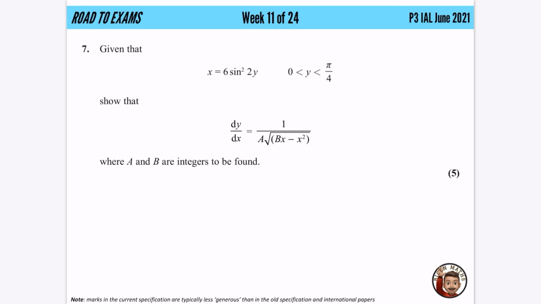Now, the questions are starting to get a little bit harder now that we are in week 11 of 24. This differentiation with trigonometry topic is particularly tricky because we get x in terms of y rather than y in terms of x. It says here that x is equal to 6 sin squared 2y, and we're going to try and show that dy/dx is equal to this thing where a and b are integers to be found. The trick with these kinds of questions is, instead of finding dy/dx to begin with, let's just find dx/dy, and then we'll see if we can manipulate it to get it back in terms of x rather than in terms of y.